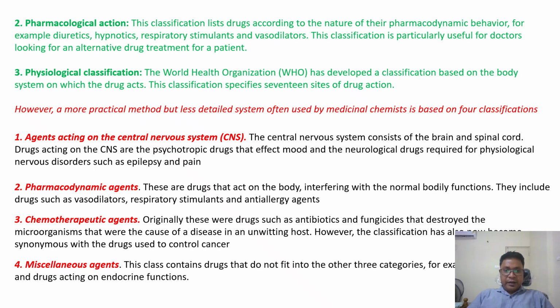Second is pharmacodynamic agents. These are drugs that act on the body, interfering with the normal bodily functions. They include drugs such as vasodilators, respiratory stimulants, and anti-allergy agents. Third is chemotherapeutic agents. Originally, these were drugs such as antibiotics and fungicides that destroyed microorganisms. And then finally, miscellaneous. These contain drugs that do not fit into the above three categories. They are categorized as miscellaneous drugs.